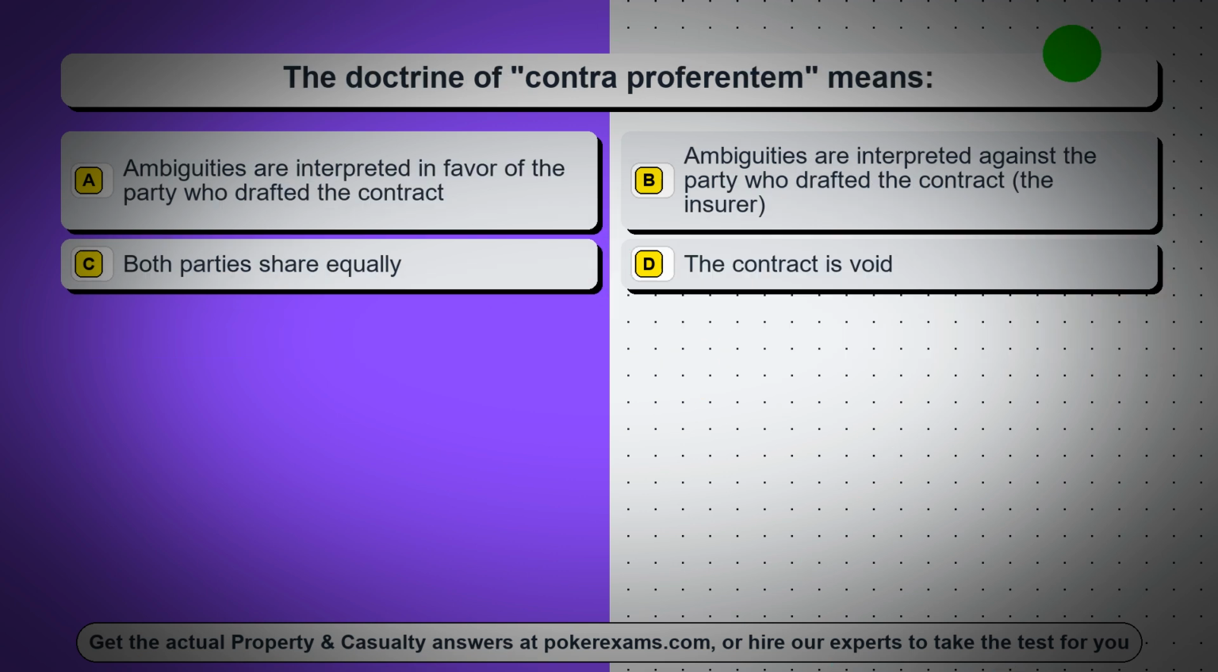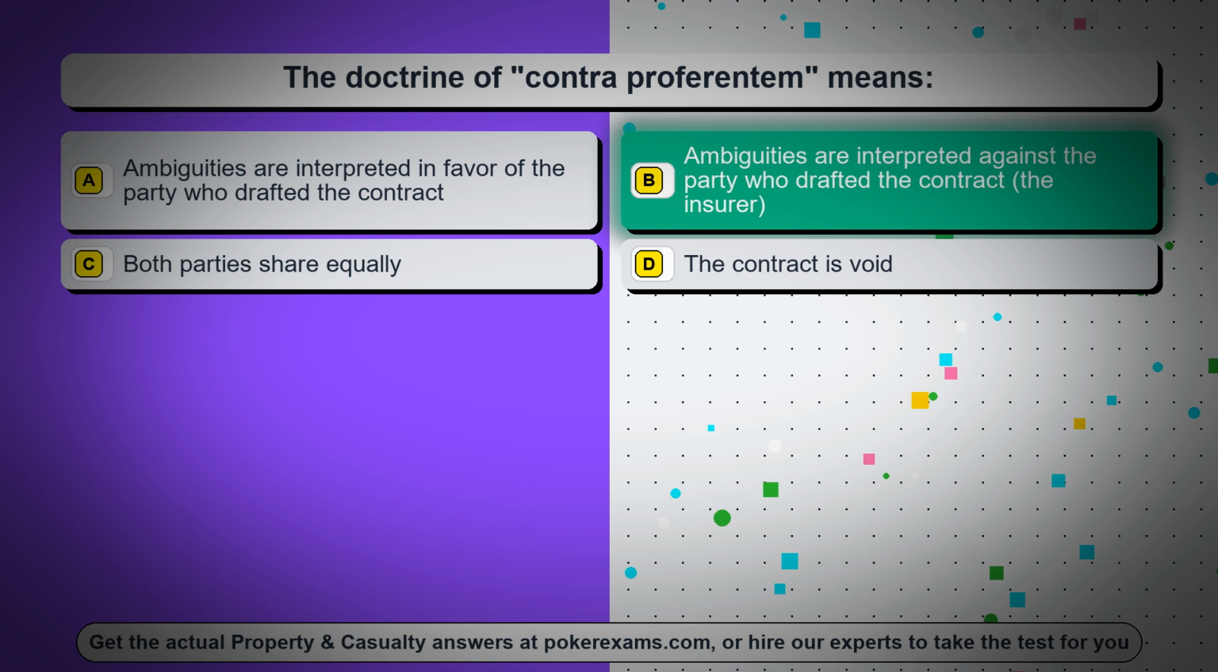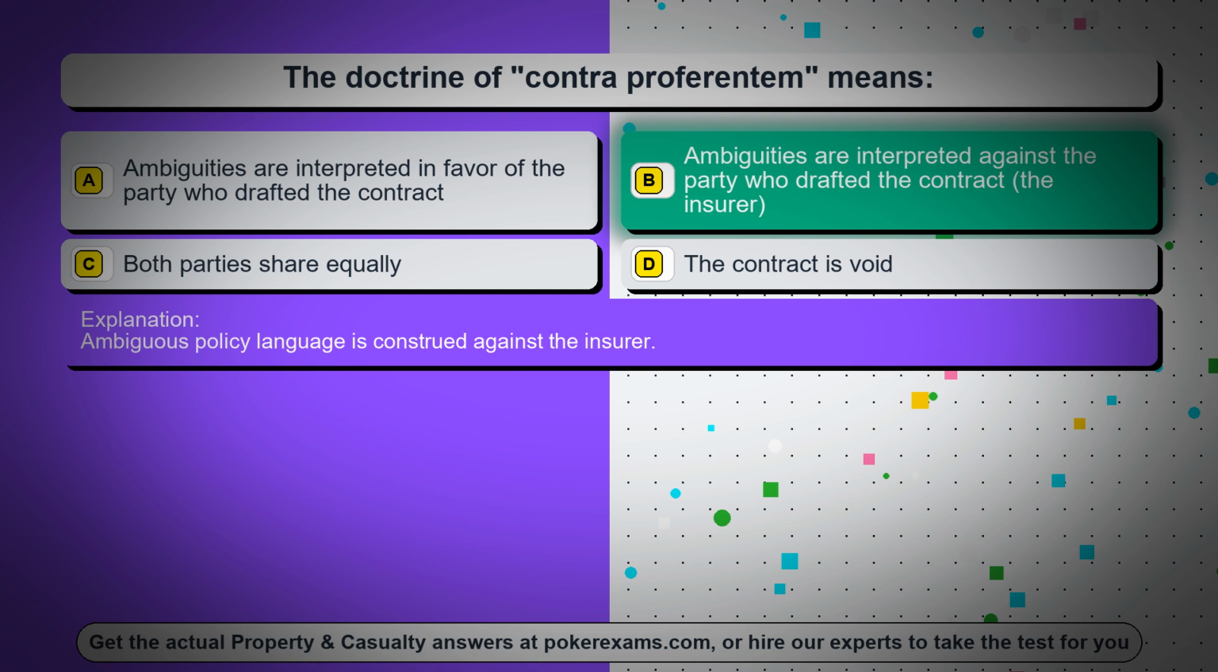Question 34. The doctrine of contra proferentem means: Option A, ambiguities are interpreted in favor of the party who drafted the contract. Option B, ambiguities are interpreted against the party who drafted the contract, the insurer. Option C, both parties share equally. Option D, the contract is void. The correct answer is option B, ambiguities are interpreted against the party who drafted the contract, the insurer. The ambiguous policy language is construed against the insurer.